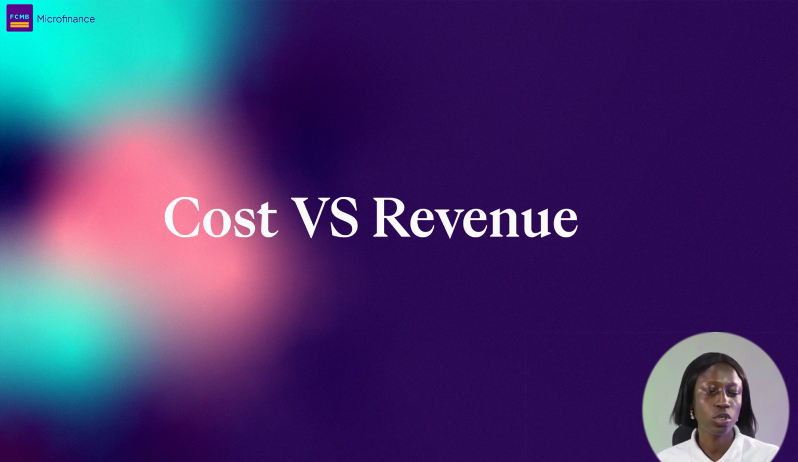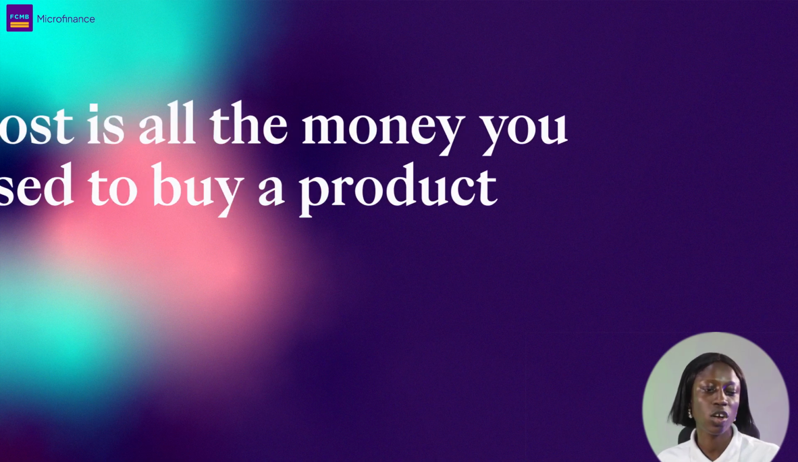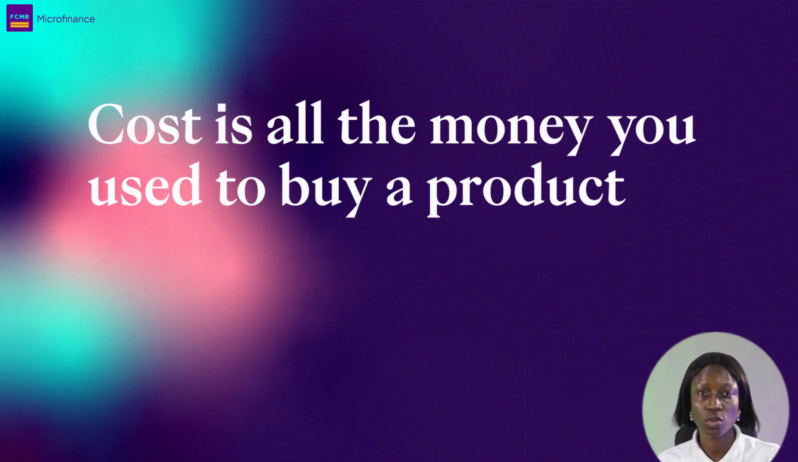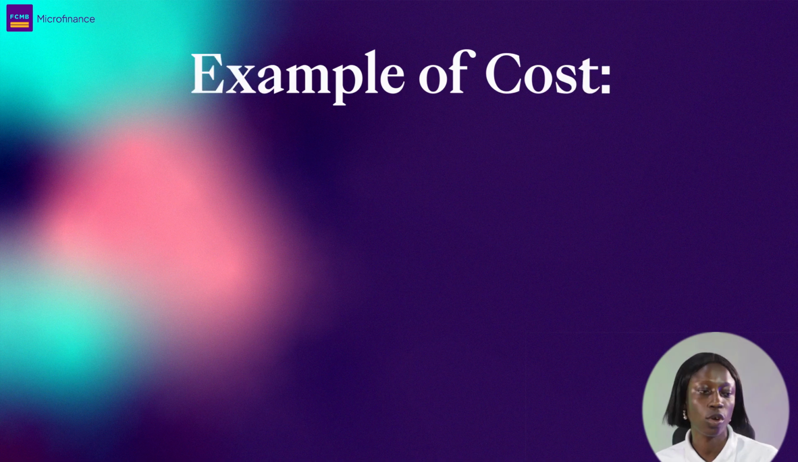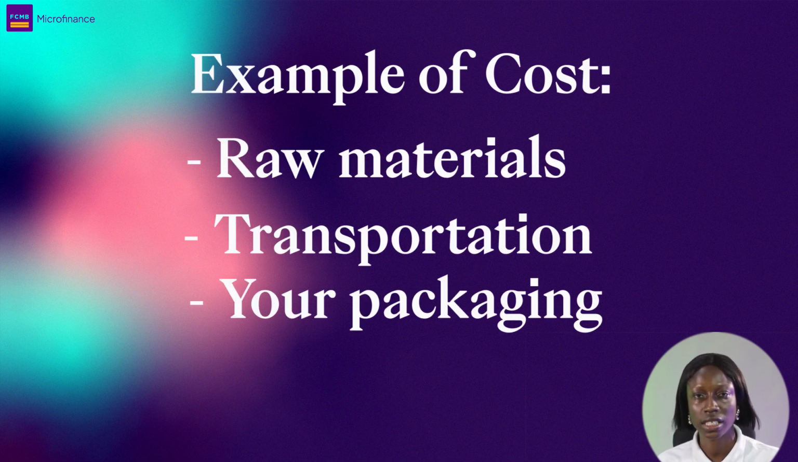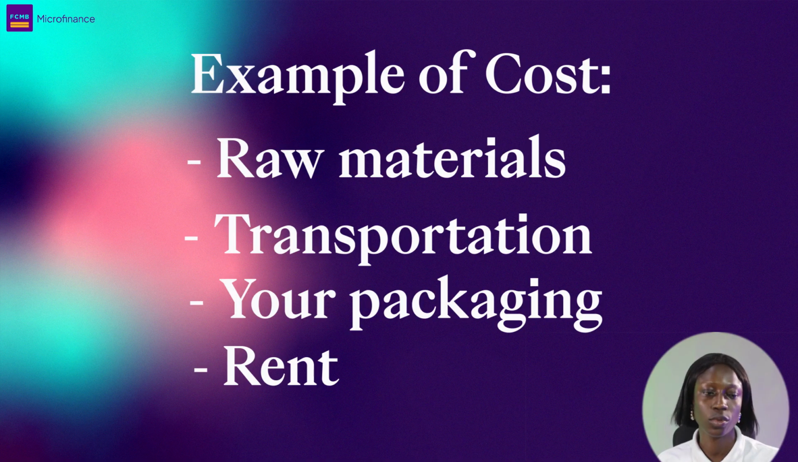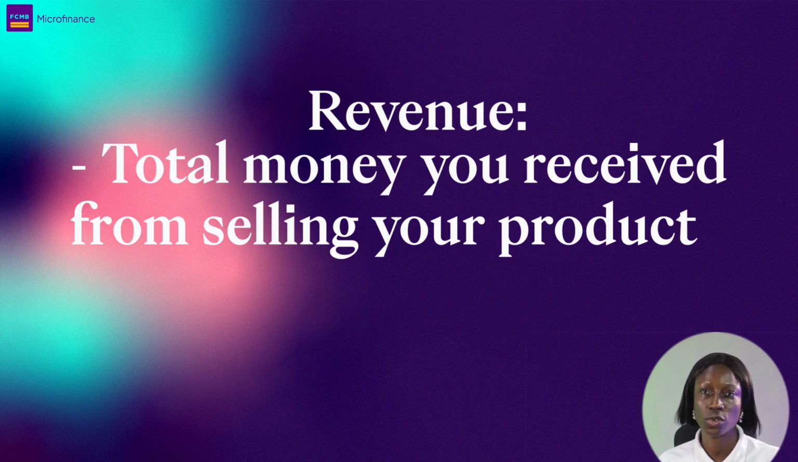Before you talk about profits, you must understand these two things, cost and revenue. What is cost? Cost is all the money you use to produce or buy your products, while revenue is the total money you receive from selling your products. Examples of cost are your raw materials, your transport, your packaging, and your rent if applicable. Revenue is the total money you receive from selling your products.